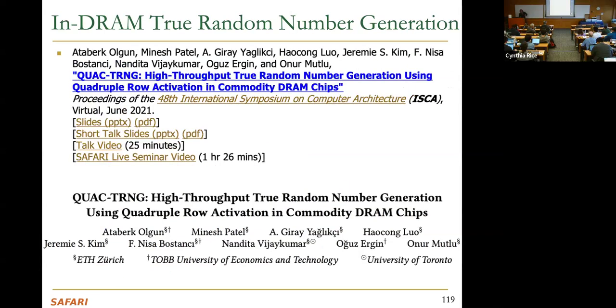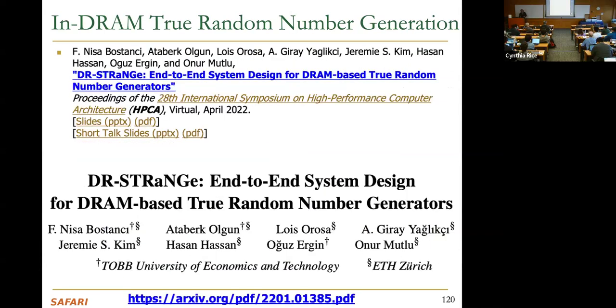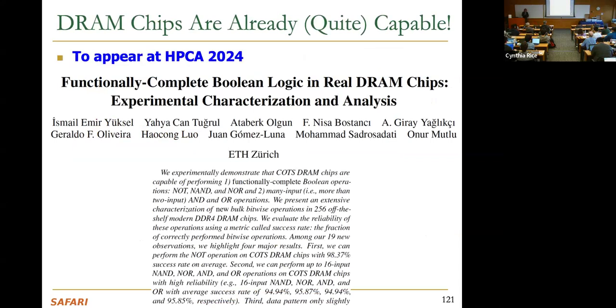Yeah. Okay, so we've been working on random number generation as well. So this is also coming up at HPCA. This is also fascinating to me. Basically, DRAM chips are actually already quite capable. In this work, we show that you can actually implement NOT, NAND, and NOR in DRAM. I'm going to leave the suspense to the HPCA presentation. And we show that you can actually do many-input NOT, NAND, and NOR in real DRAM chips.